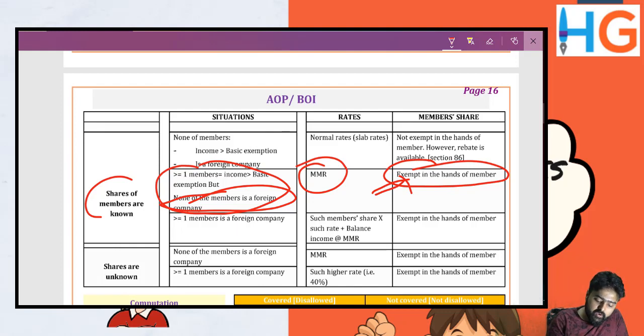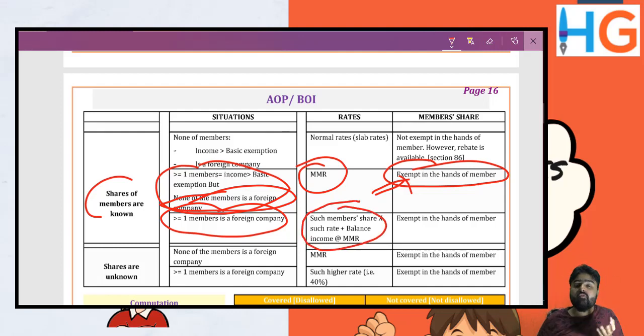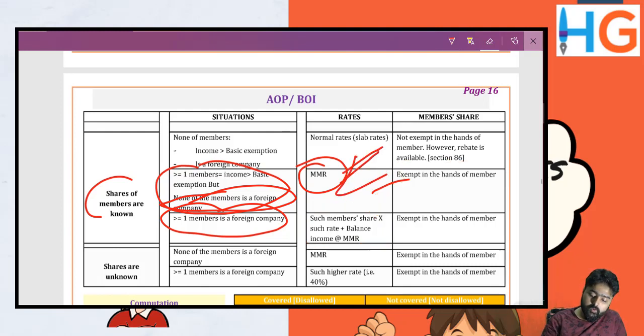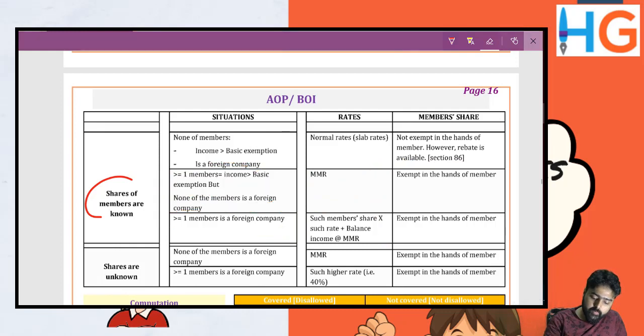Shares of members are unknown. For example, one or more members is a foreign company. Such a member's share, for example of a foreign company, is taxable at 40%. So if a foreign company comes into the picture and says, I want to be taxed at MMR, I'll come under this category. The Income Tax Act says no, you have a separate category for yourself.